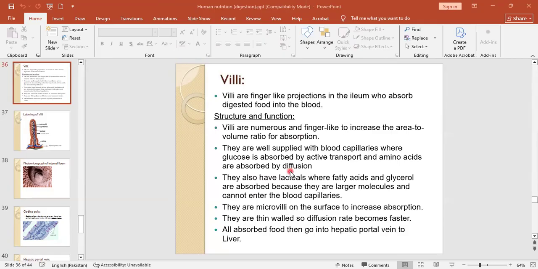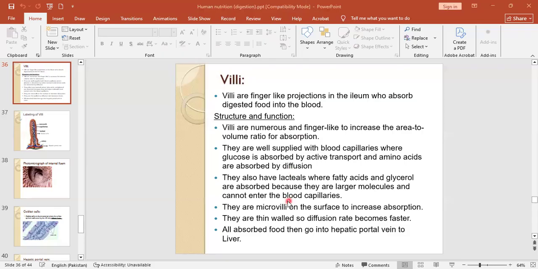Remember, whenever you are talking about absorption, you have to mention the name of the process. What is going in? What is going out? With the name of the process. If you just say the water is moving out without using the word osmosis, you will lose the marks. If you say that glucose is moving in without using the words active transport, you'll lose the marks. You have to name the process.